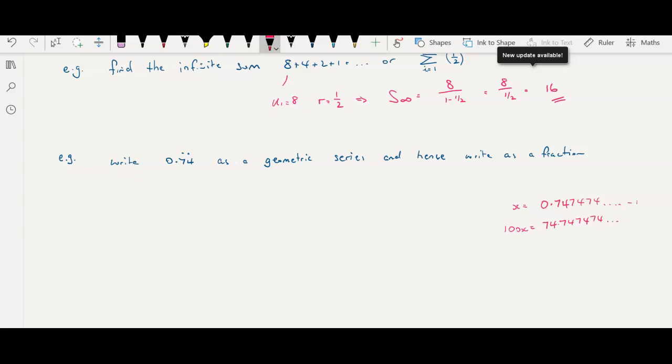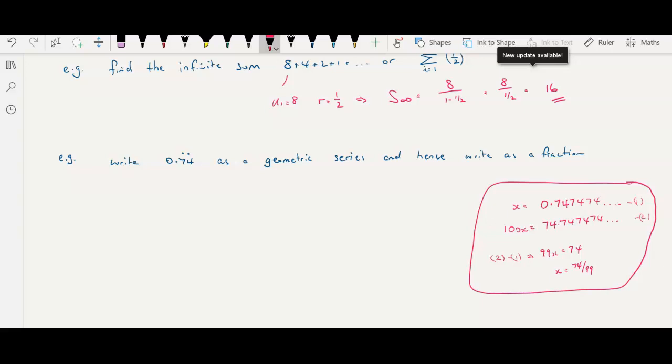And then, if you remember, if we label these as simultaneous equations, then we'd say that 2 minus 1 would give us 99x on the left and 74 on the right, so x would equal 74 over 99. And that's a nice little algebraic maneuver in order to accomplish what we're trying to achieve, and that is to turn 0.74 repeating into a fraction.